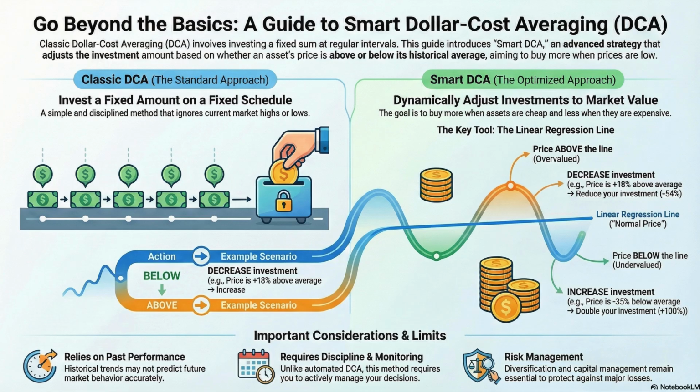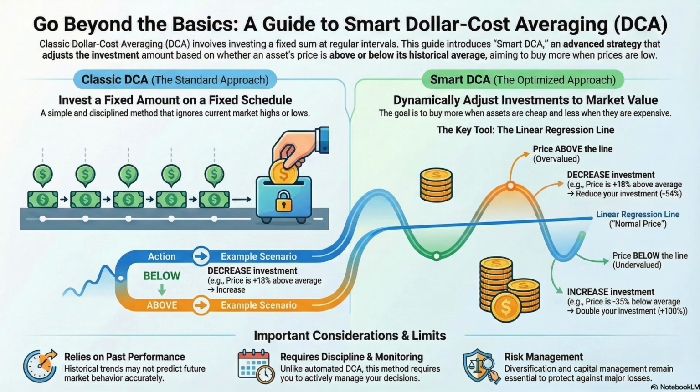Okay, so we have the percentage deviation. Let's say the price is 15% below the LRC. Now we have to translate that cold mathematical distance into a warm, actionable adjustment to our monthly investment. How does the 3x rule come into play here? The fundamental logic is that the further the price is away from that trend line, the more aggressively we should adjust our capital deployment. The source material defines this as the 3x rule. You take that percentage deviation and you multiply it by 3 to get your adjustment percentage.